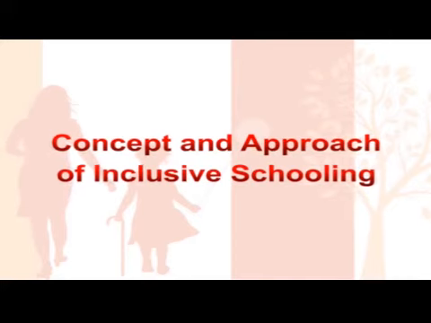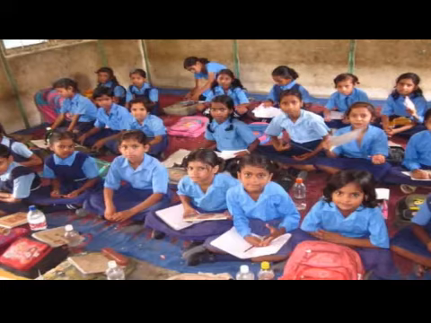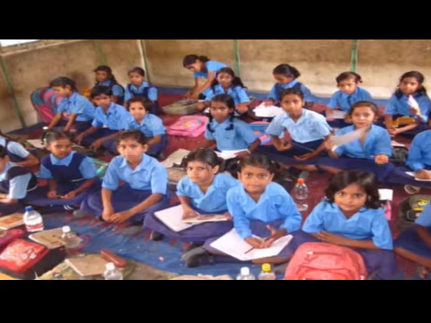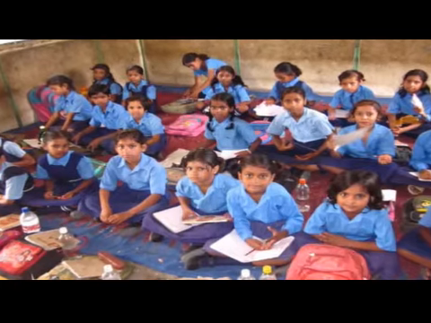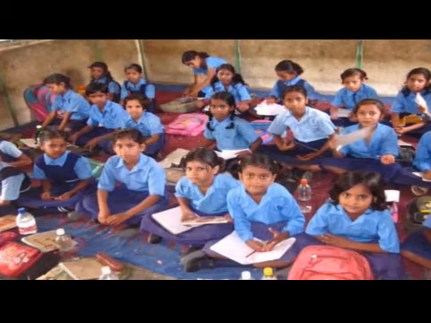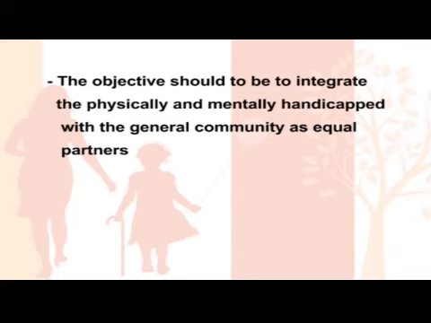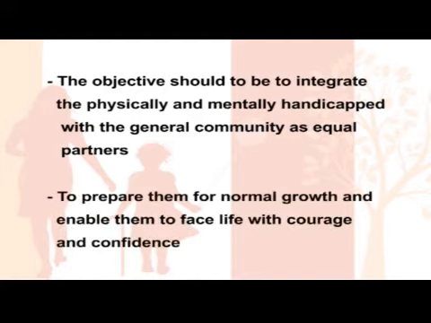Concept and approach of inclusive schooling. The National Policy of Education, NPE 1986, advocates the approach of providing integrated education for the mildly handicapped and of special education for the severely handicapped children. It says the objective should be to integrate the physically and mentally handicapped with the general community as equal partners, to prepare them for normal growth and enable them to face life with courage and confidence.